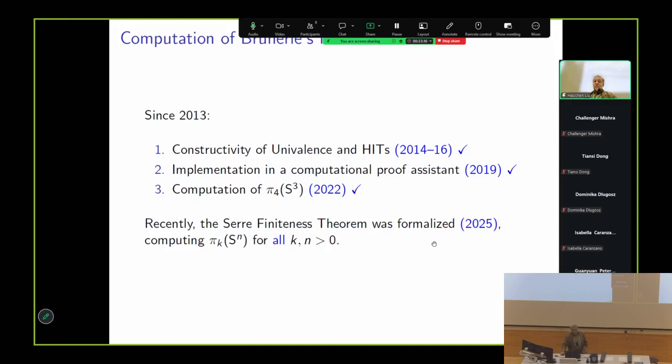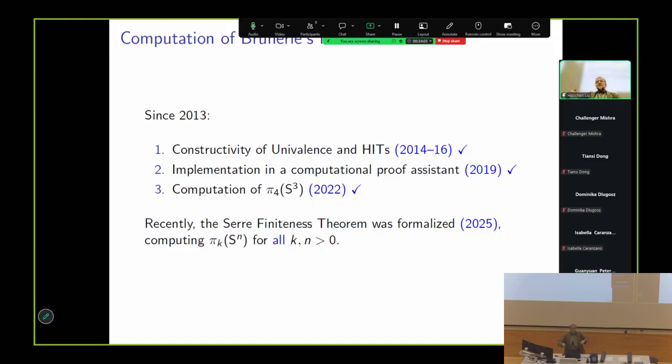And the latest development in this now is just last month, an implementation in the same system, cubical Agda, of what's called the Serre finiteness theorem. The Serre finiteness theorem is a proof that computes all the values of the kth homotopy group for the n sphere, pi_k of S^n, for all k and n greater than 0. It's a single proof that computes all of the homotopy groups of all the spheres. So that's a landmark, a milestone, implemented in the Coq proof assistant. And in principle, what that means is you can put in a k and an n, and it'll return the presentation of the group that is finite, or at least a finite presentation of the group, which is pi_k of S^n.